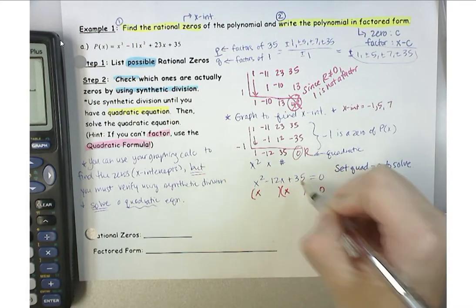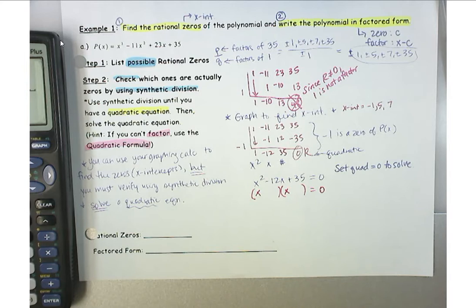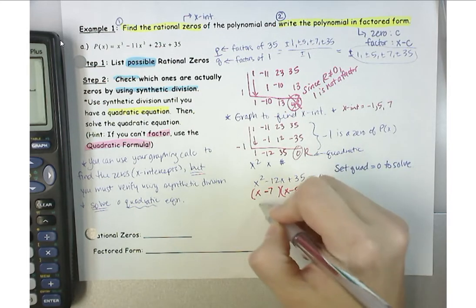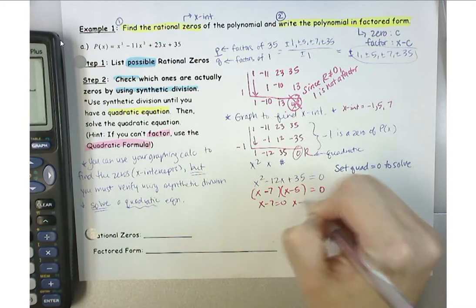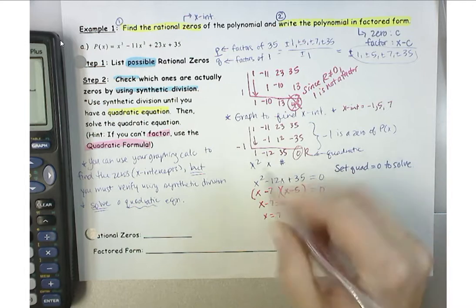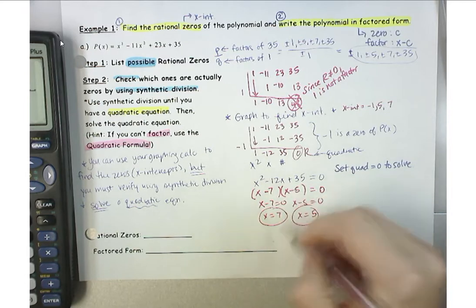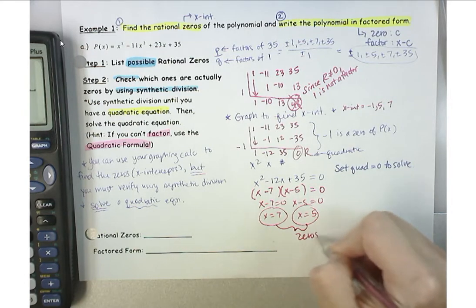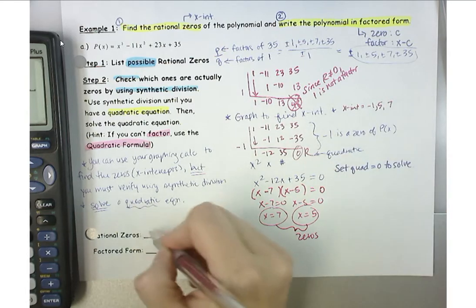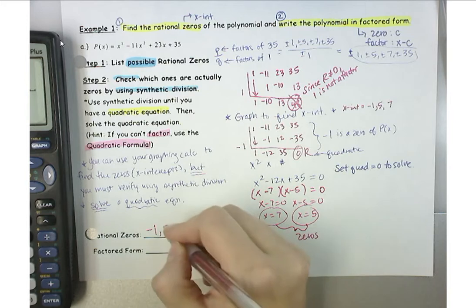What's going to multiply to 35 but add to -12? -7, -5. Okay, so if I solve these, x minus 7 equals 0, x minus 5 equals 0, I would get x equals 7 and x equals 5. These are my other zeros. Okay, so all of the zeros that I found: -1, I found 5, and I found 7.